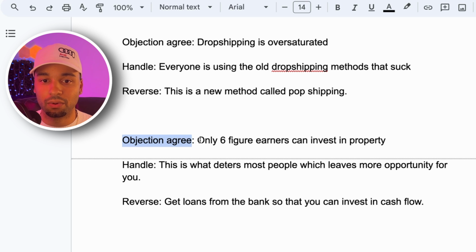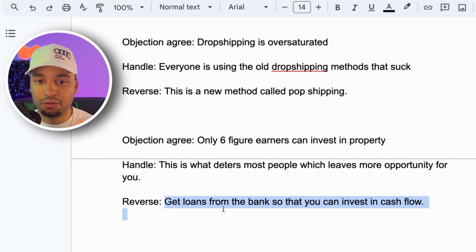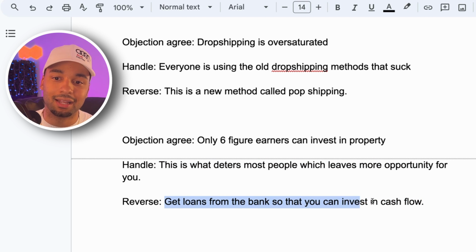Next, objection, agree: only 6-figure earners can invest in property or in real estate. Okay, this is also something that's very, very common, a very common objection as to why people don't get started investing in real estate. And the handle: this is what deters most people, which leaves more opportunity for you. And then the reverse: get loans from the bank so that you can invest in cash flow.